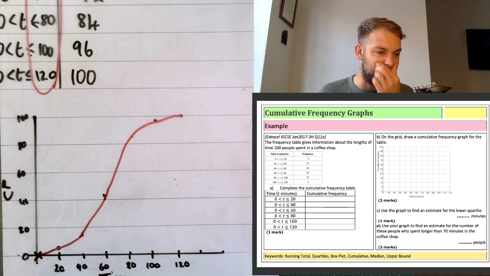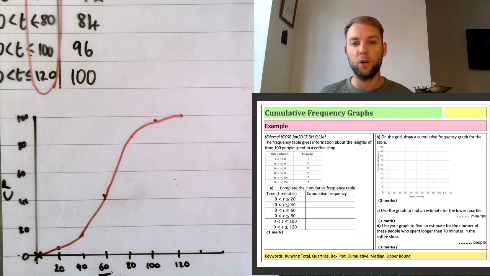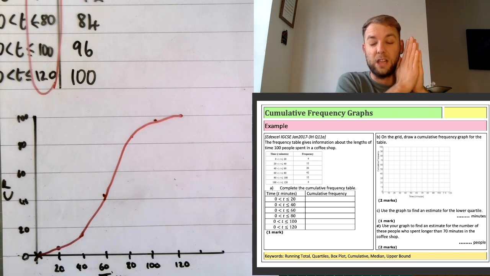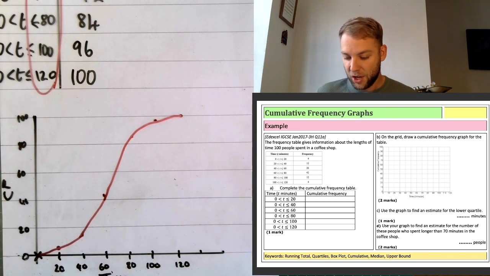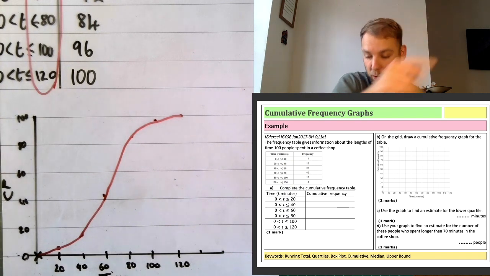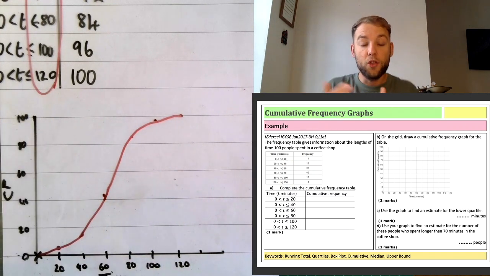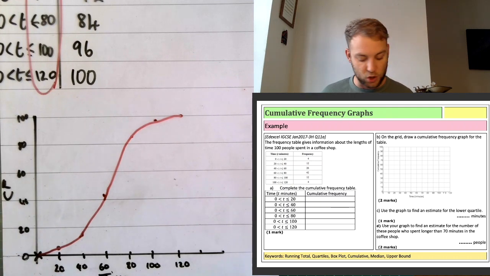So the next part says, find the lower quartile of the minutes. Now, the median's in the middle. If you've done box plots or if you've done upper and lower quartile of individual data, you'll know the lower quartile is the lower quarter of our data. So in this case, the middle person would be 50, because there's 100 people, okay? So the median, the middle person is 50. The lower quartile is going to be 1/4 of 100, which in this case is going to be 25.